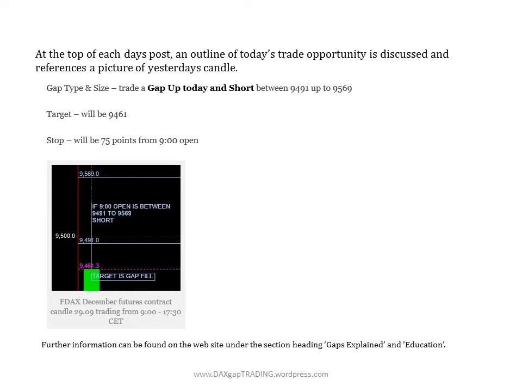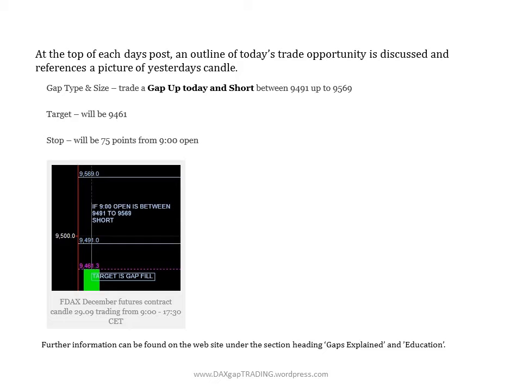On the previous slide, we saw two candles, yesterday's candle and today's candle, and how a trade worked out. What we're looking at here is the top section of the daily posts. Now, assuming that today's 9 o'clock open hasn't started yet, we're only going to have one candle to take a look at, and that is yesterday's candle.